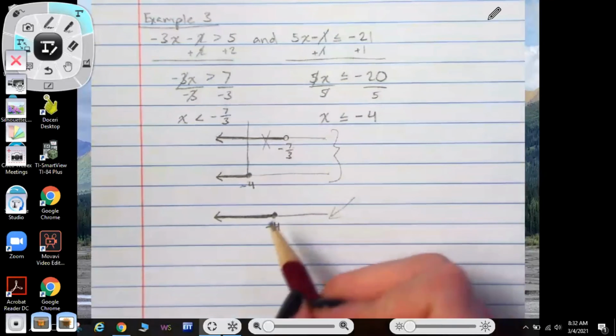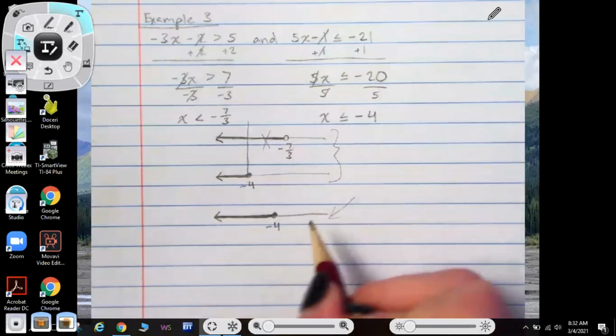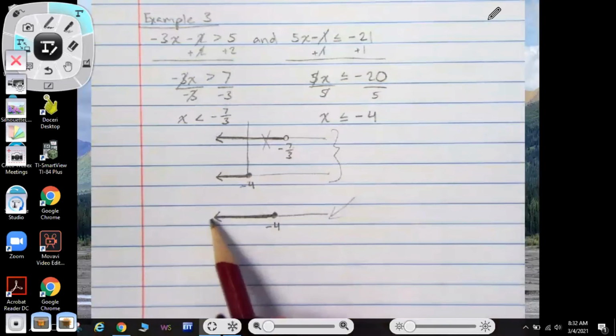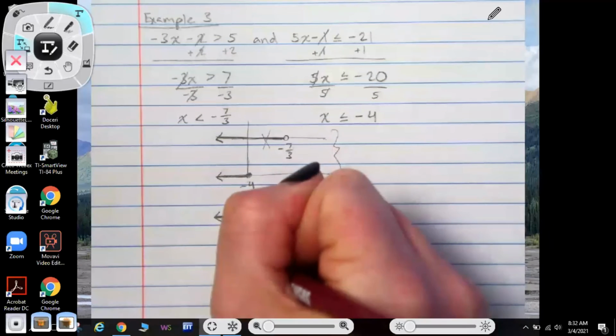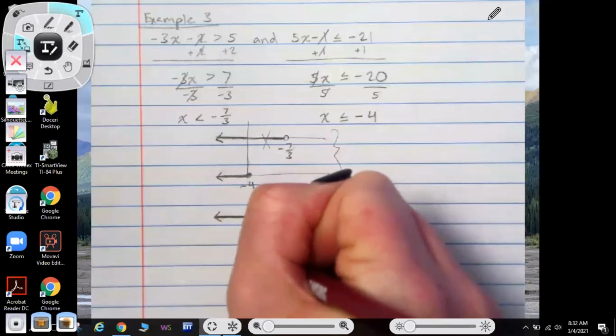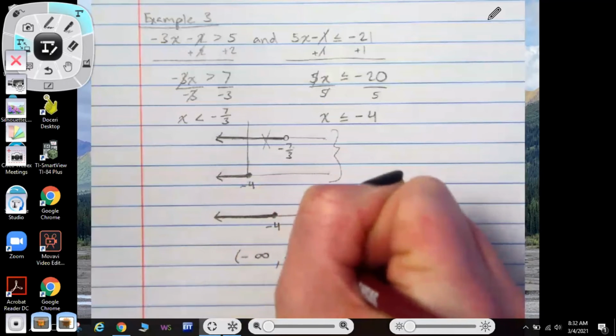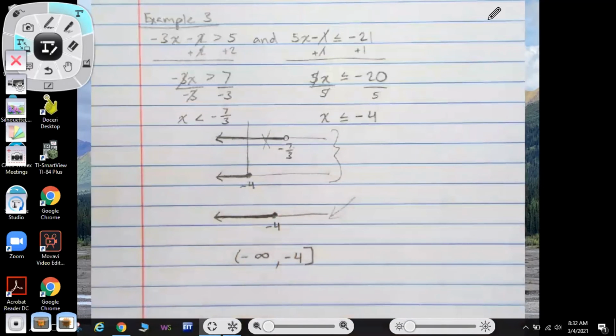Okay, so our interval notation for this solution, we've got all the way from -infinity up to -4, including -4. So -infinity to -4 with a square bracket on -4.